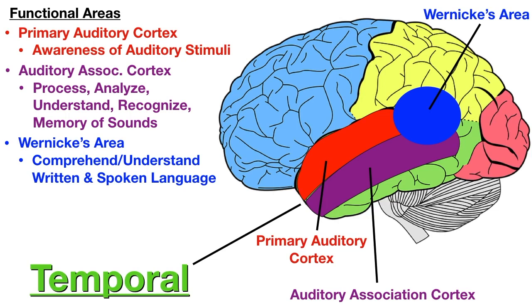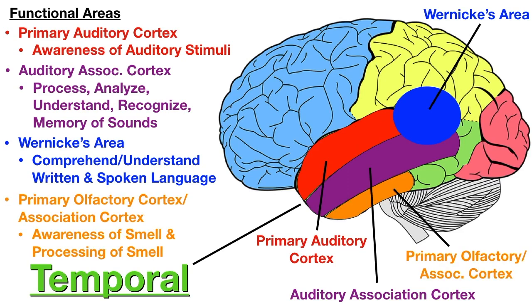So up to this point, we've gone over a few different senses. We've talked about touch, we've talked about vision, and hearing. The only two we haven't talked about are smell and taste. So starting with smell, this is going to be located on the medial aspect deep inside the temporal lobe. It's shown in orange on the picture, but just know that it's deep inside on the medial aspect of the temporal lobe.